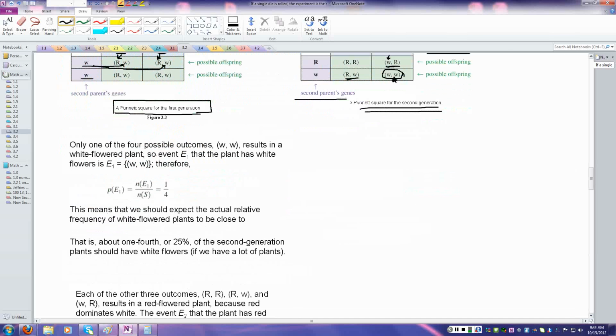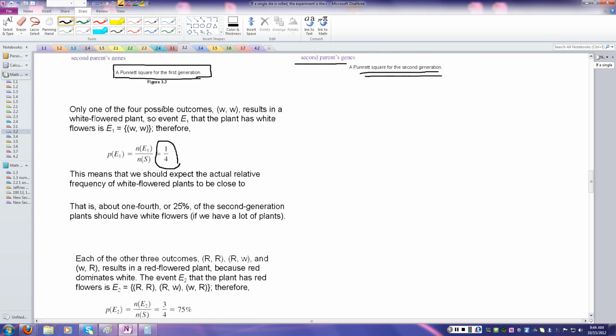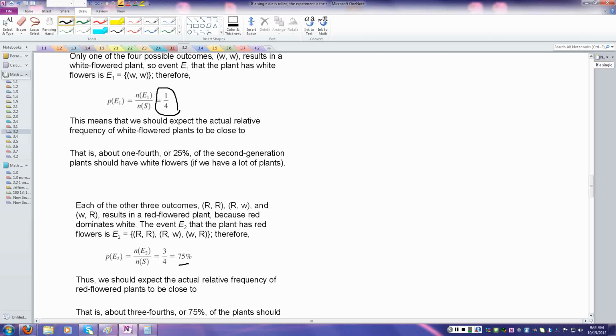So there's only 4 possible outcomes. WW results in 1 white flowered plant. So the probability that it happens is going to be 25% of the time, or 1/4. And then 75% of the time, the flower is going to be a red flowering plant.